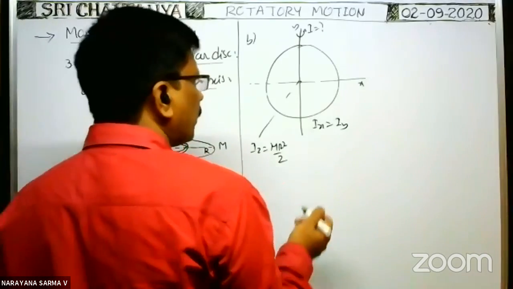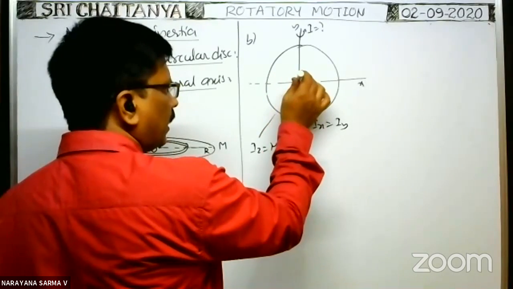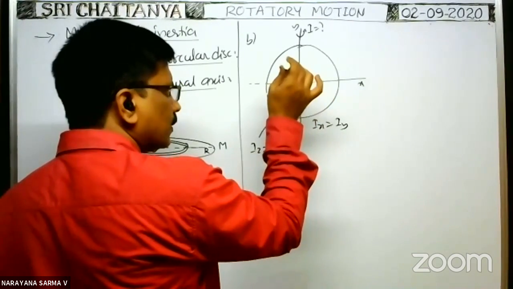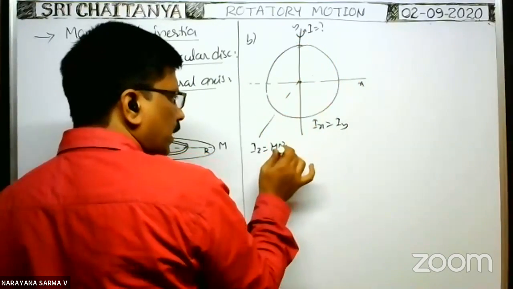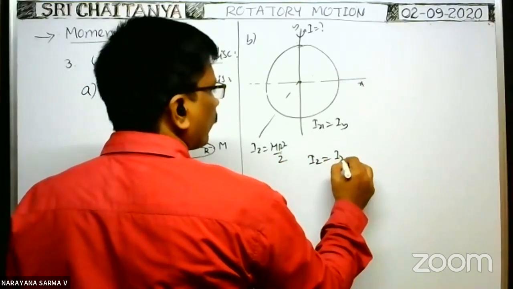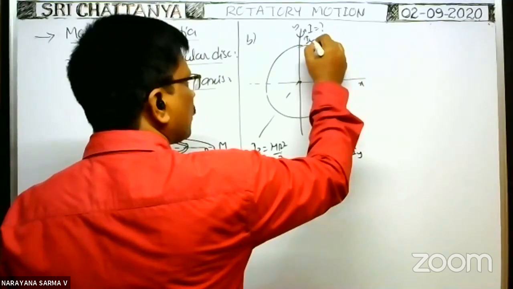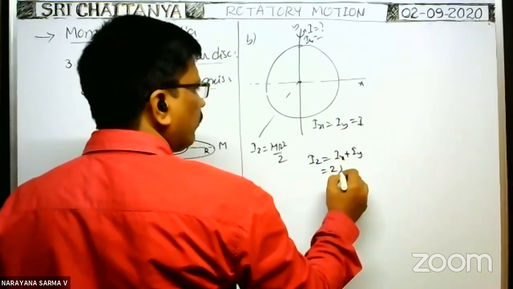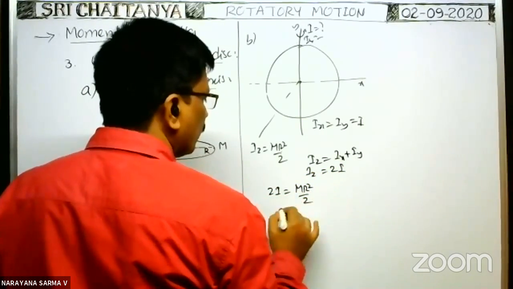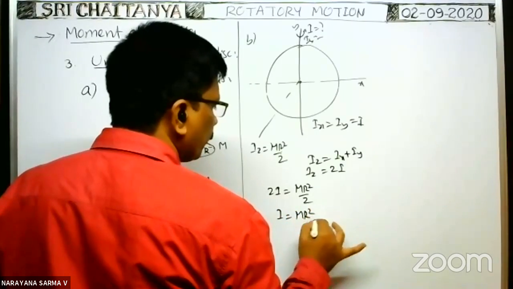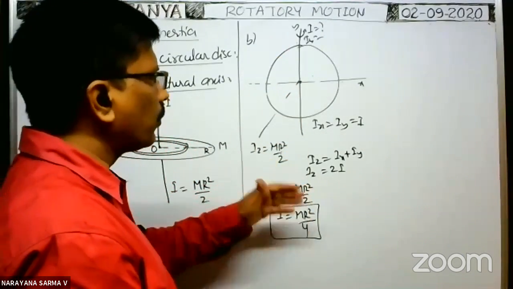Now we apply the perpendicular axis theorem. According to the perpendicular axis theorem, the moment of inertia of the disk about the z-axis, which passes through the intersecting point of the two perpendicular axes lying within the plane of the disk, is Iz equal to Ix plus Iy. As Ix and Iy are both the same, we can write each as I. That's why 2I is equal to Iz, which is mr square by 2. Therefore, I is equal to mr square by 4. Therefore, the moment of inertia of the disk about the diametric axis is mr square by 4.